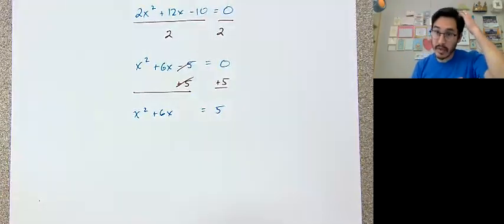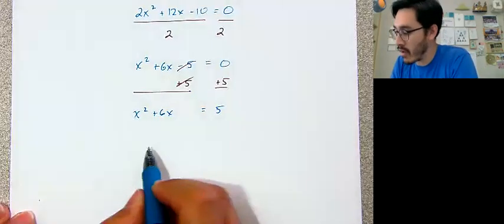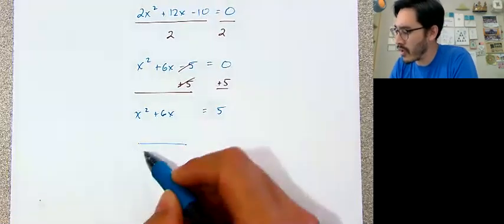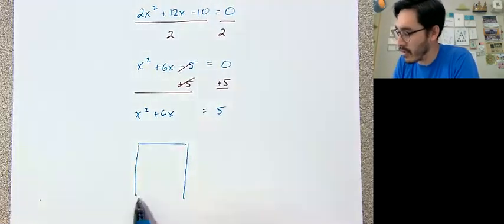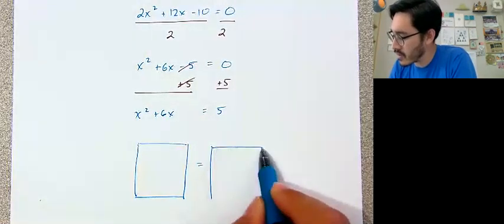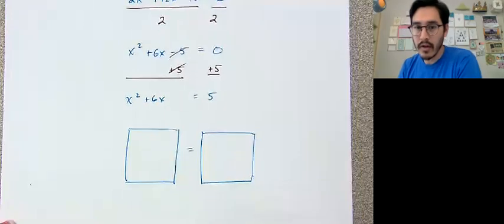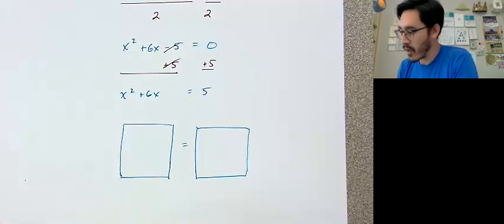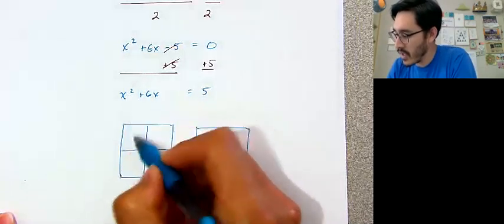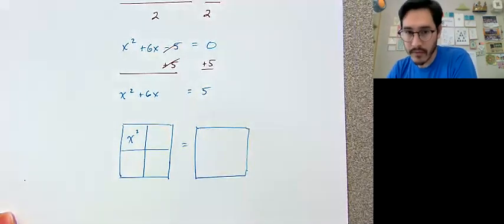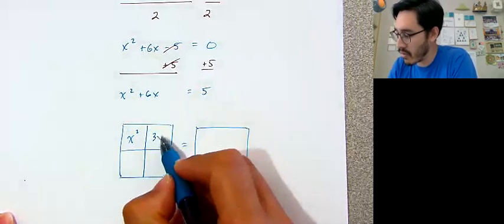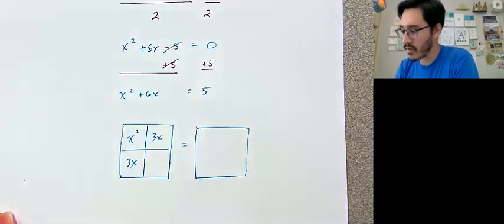And now we're going to complete the square. I like to use the area model so that I can visually see myself completing the square. There are other ways of doing it without drawing the area model, but I personally just kind of like this. So we've drawn 2 equally sized squares. The first one we'll divide into 4 boxes. X squared is reserved for the first box. 6x is going to get split equally over here, so 3x and 3x.